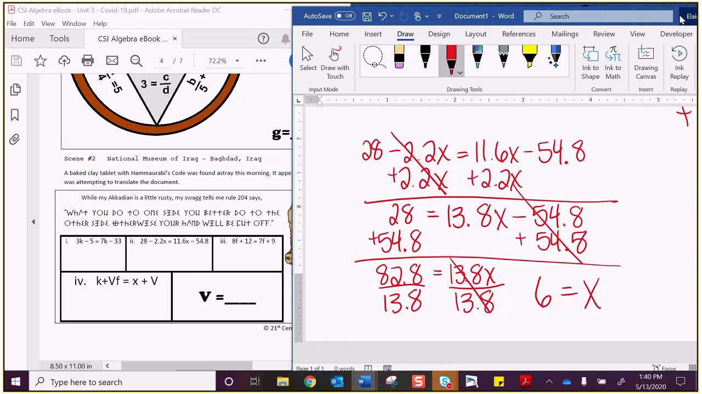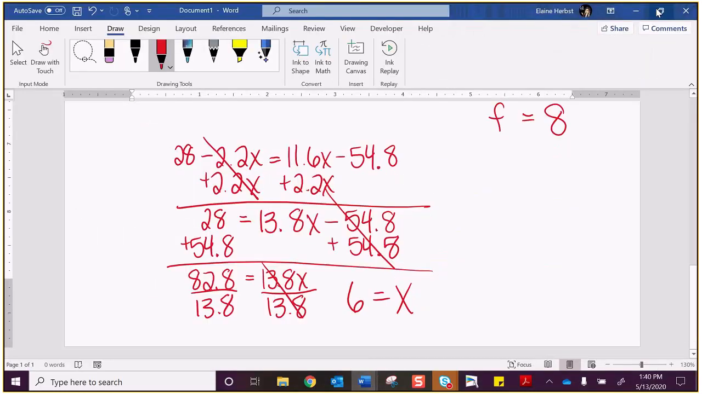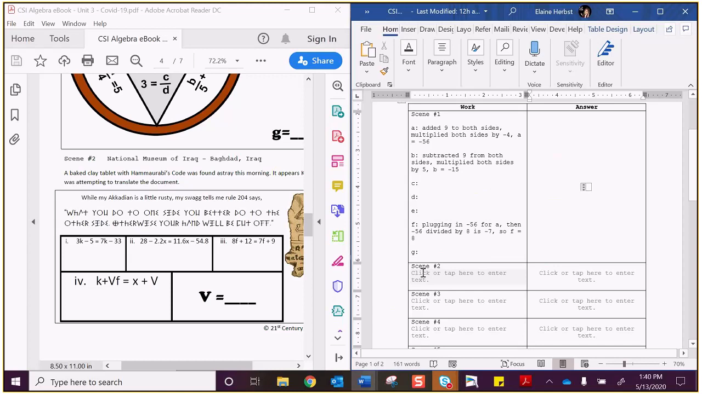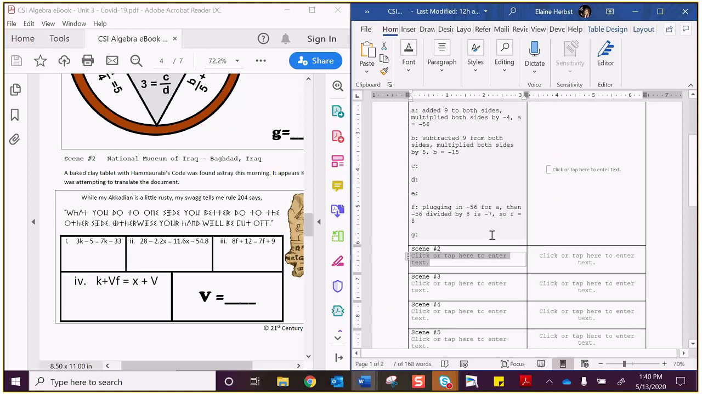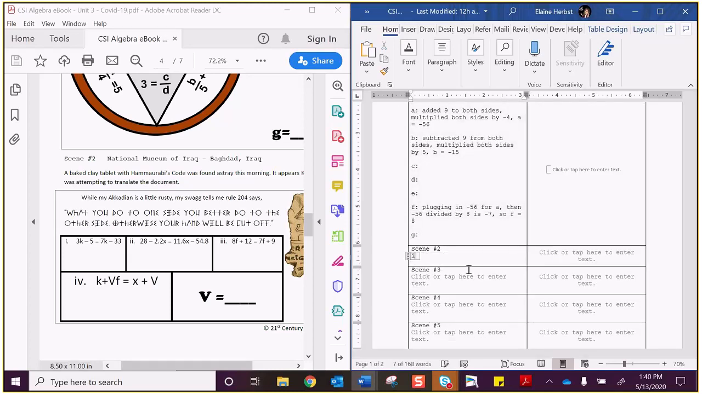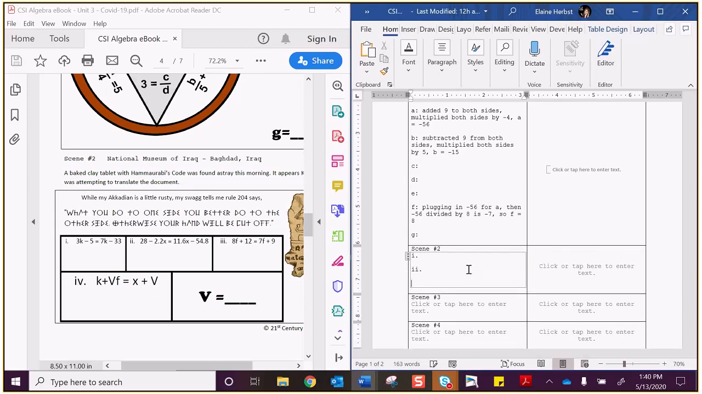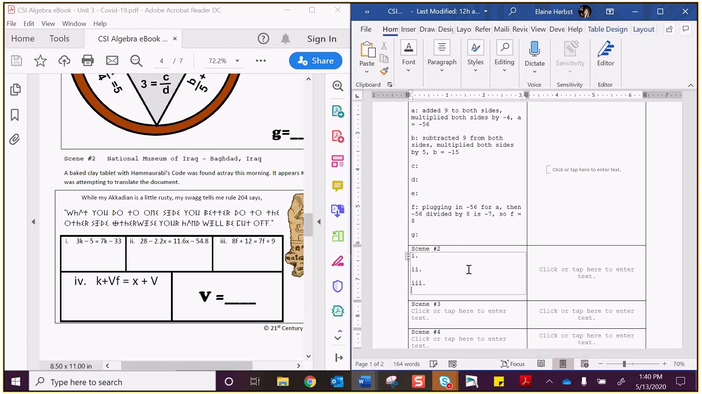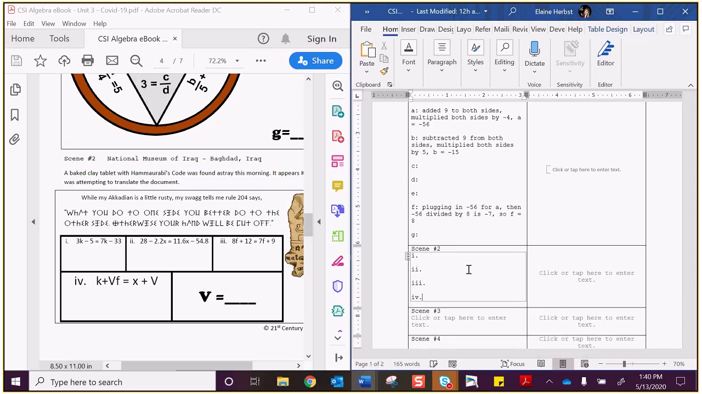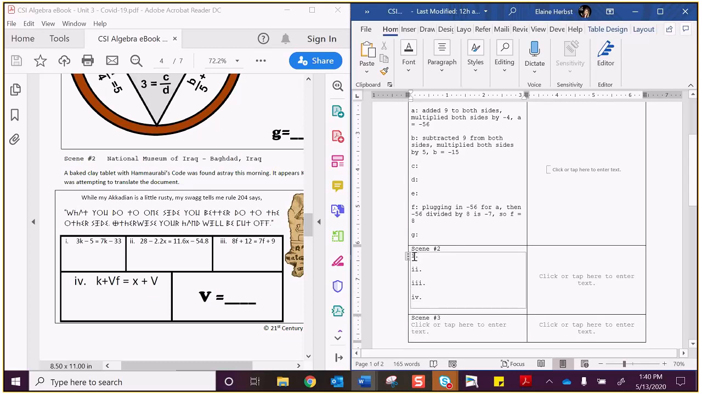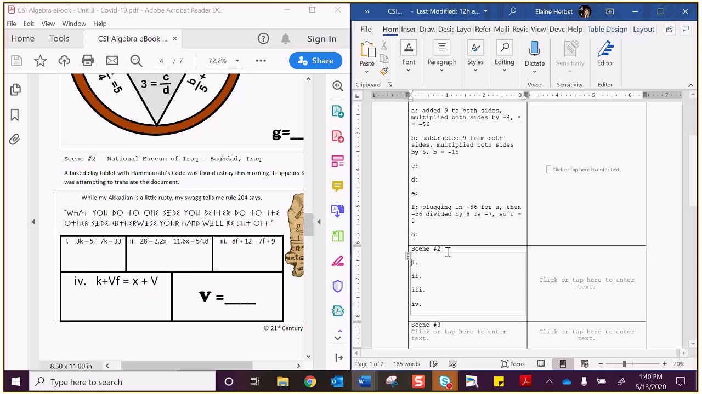Let me minimize this. So in scene 2, you have some more work to show. There was number 1, 2, 3. So you'll have to show work on all of these. 4. These are Roman numerals. Did you know that? Do you guys know Roman numerals? They're little ones. Lowercase.